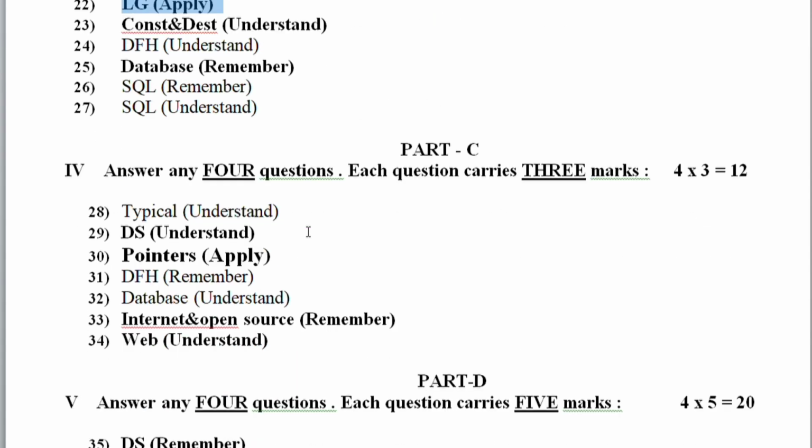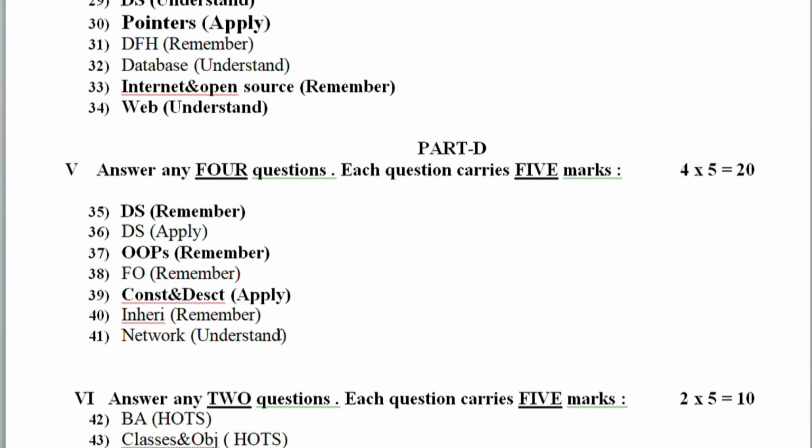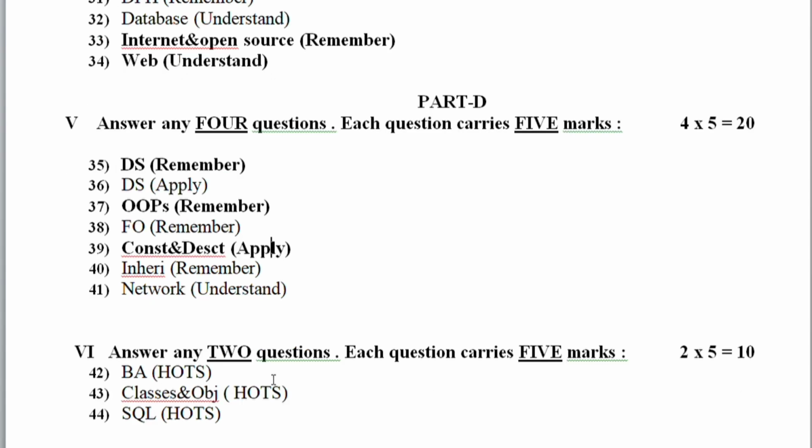Then talking about the 4 marks question, so slight changes. Then we have data structure, in the previous you had understand, here it is remember. The remaining thing, no changes, apply, remember only. Constructor and destructor, previously it was remember, now it is application. See, this is change. And this part D, 6th main, no changes. Boolean algebra, class and objects, SQL, all the 3 are from HOTS. So let's get into model paper 3.